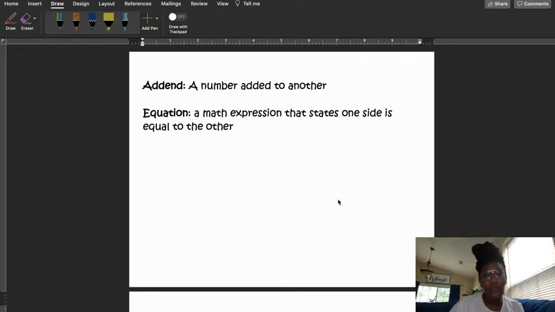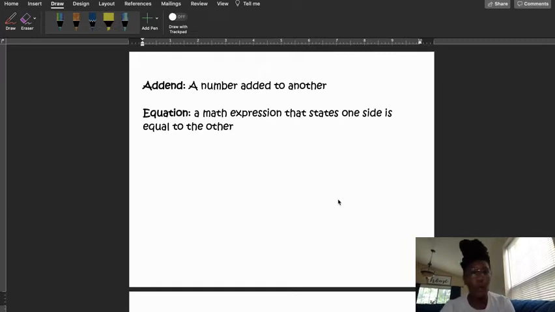So just for a review, an add-in is a number that you add to another number. Makes sense, right? Add-in. And an equation is a math expression that states one side is equal to the other side. So we talked about equality quite a bit in our classroom, and equality just means that one person gets the same rights as someone else. So when you think about an equation, think about one side being equal to the other side.